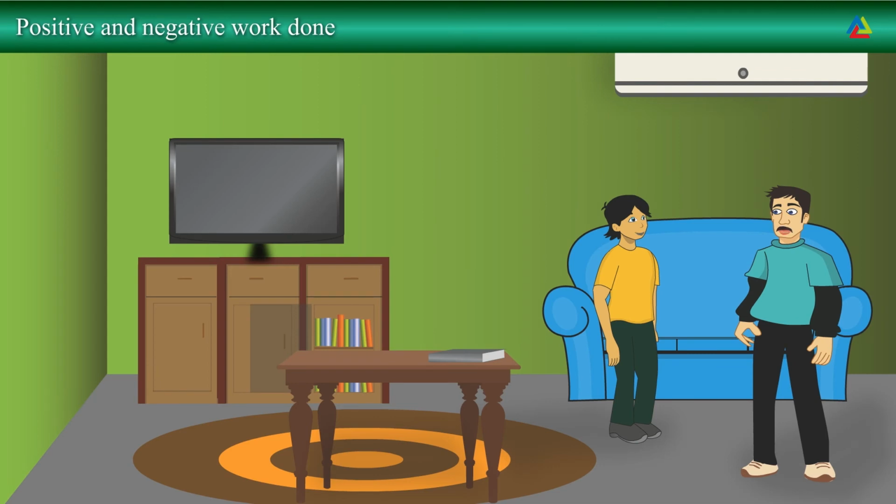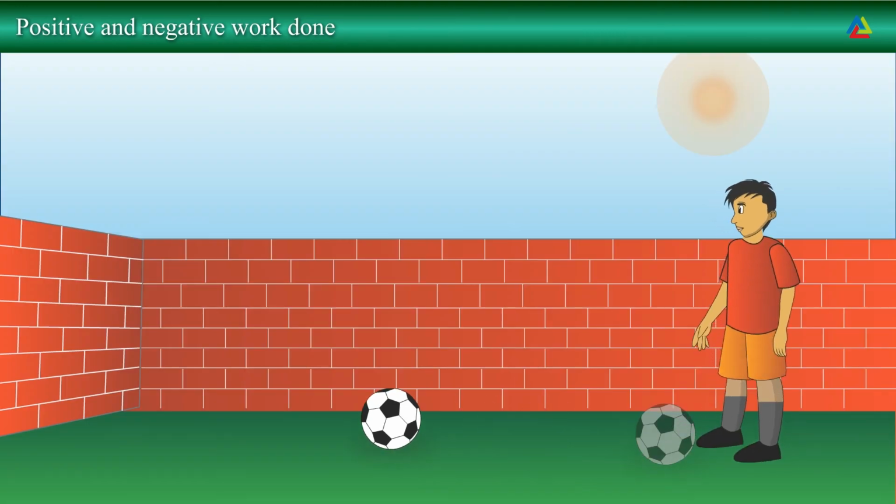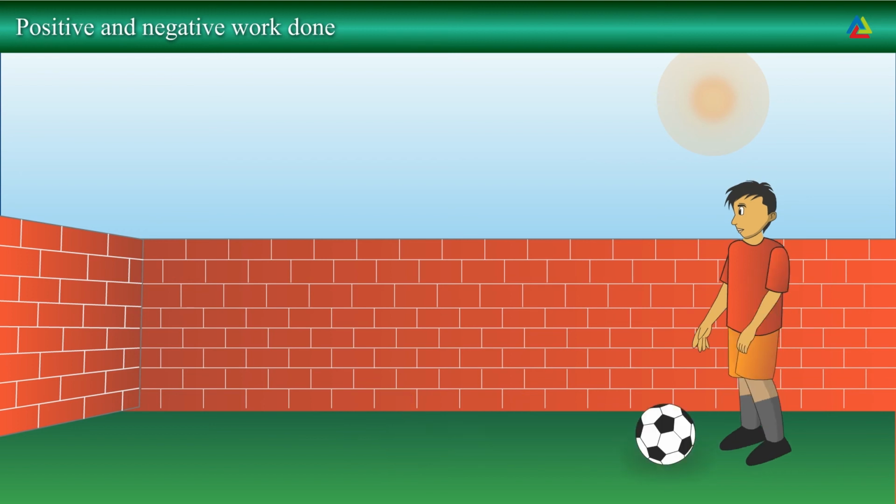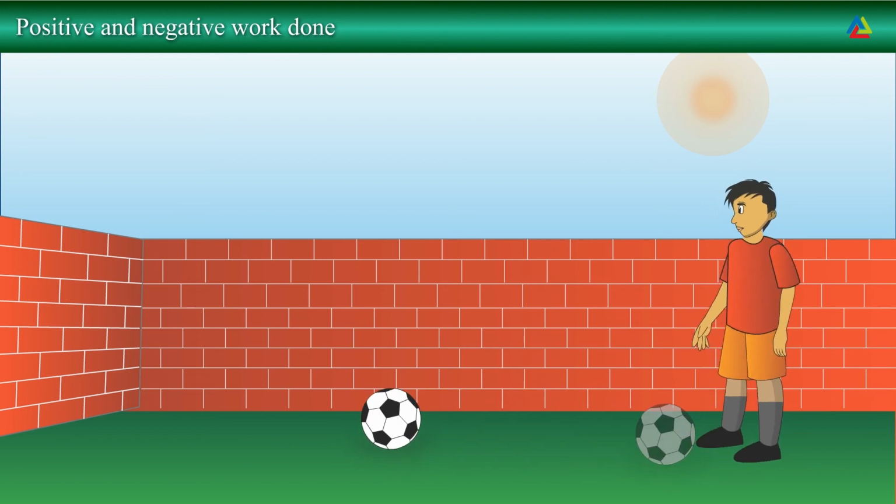What about negative work done? Let us take another two examples where work is done. In the first example, after the ball is kicked, it gains velocity along a particular direction. Now, a retarding force F acts in the opposite direction. As a result, the ball stops after a displacement S. This force is the force of friction. Frictional force does negative work.